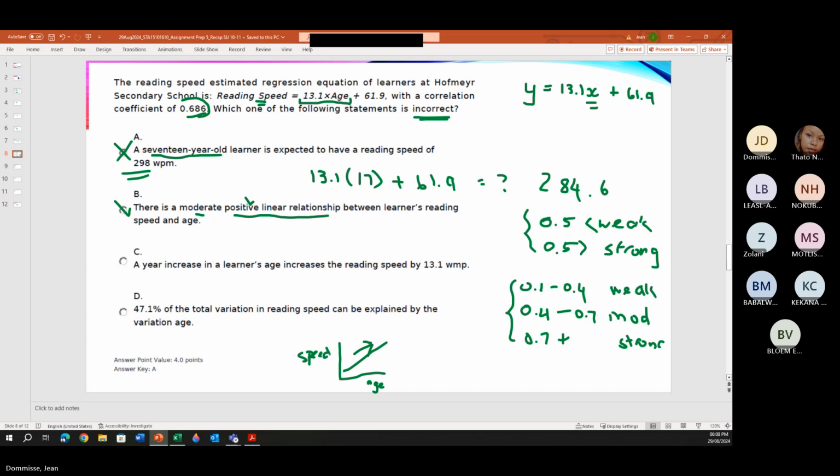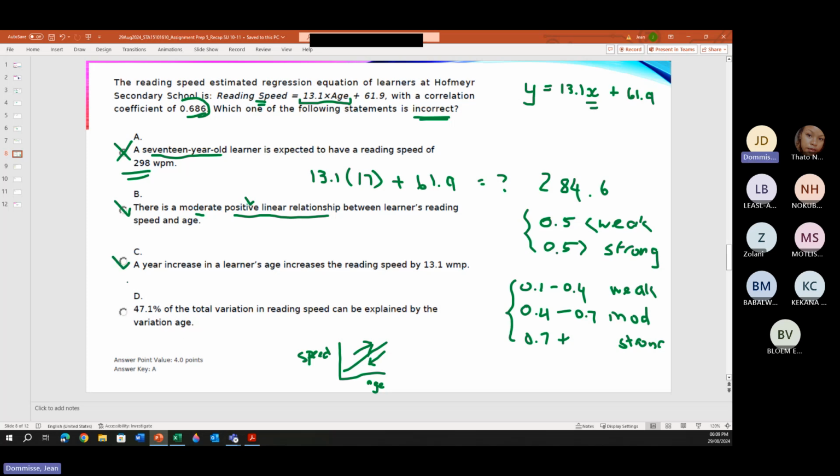So as age increases, the speed increases, but also as age decreases, speed decreases. And again, if you're looking at the speed of a 10-year-old versus the speed of a 17-year-old, the 17-year-old will read quicker. So it is both ways a linear regression.